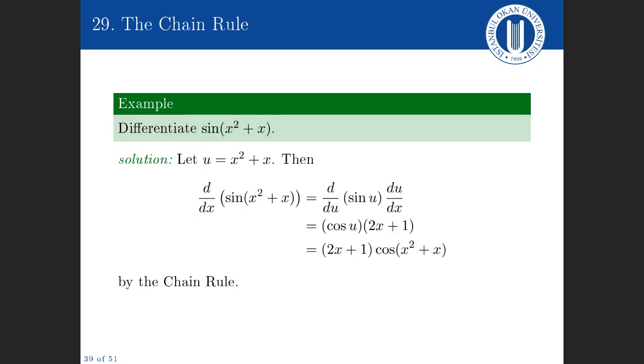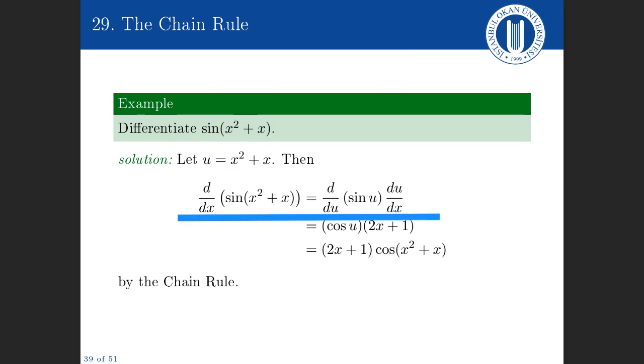Let's do another one. Differentiate sine of x squared plus x. The first thing we need to do is we need to choose a u. So I'm going to look at my function. I see I have an x squared plus x here. I'm going to choose that for my u. I'm going to start by saying let u be x squared plus x. And then I'm ready to do the calculation.